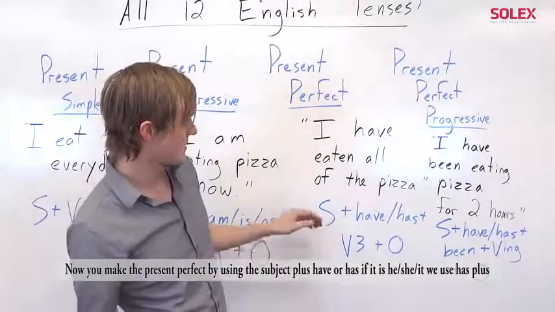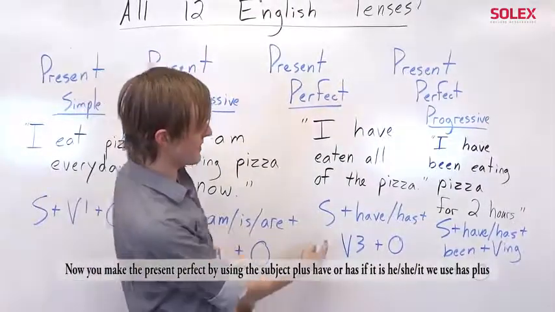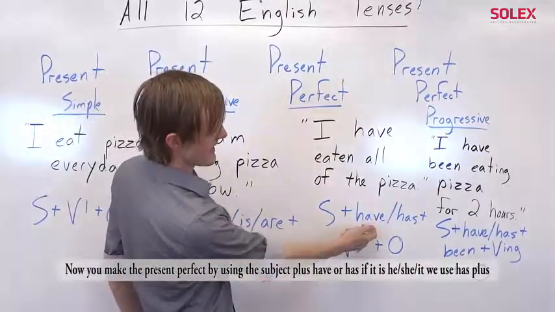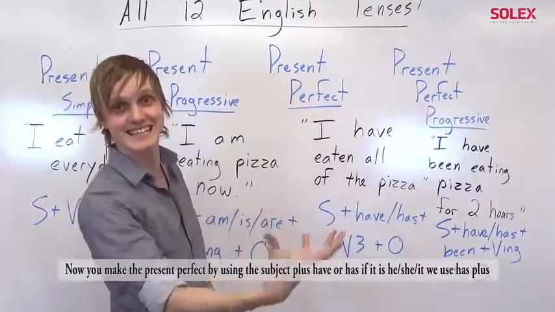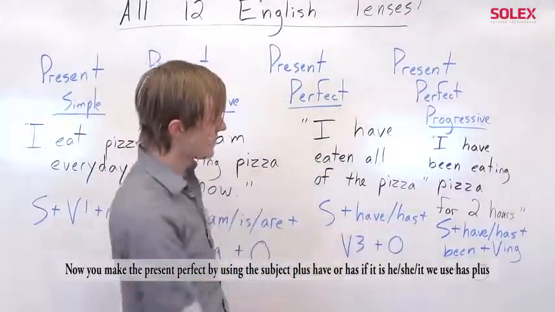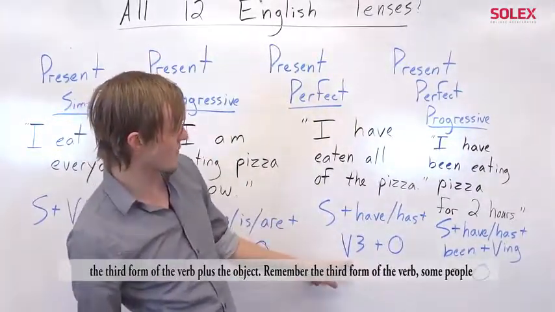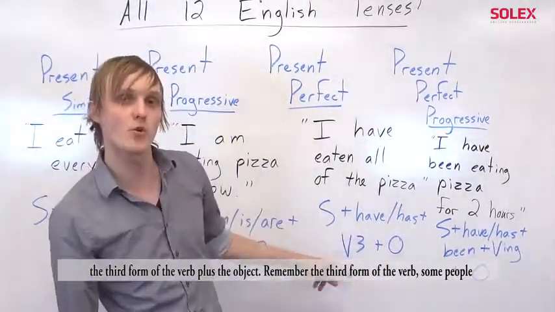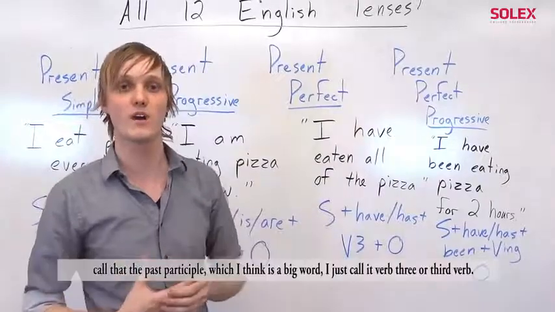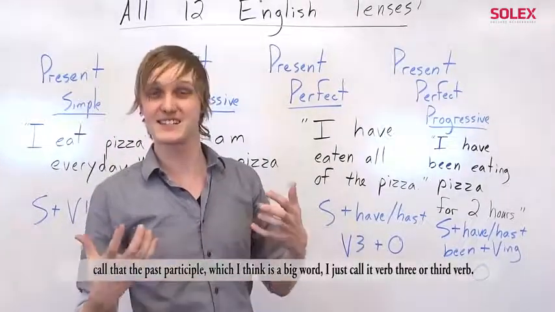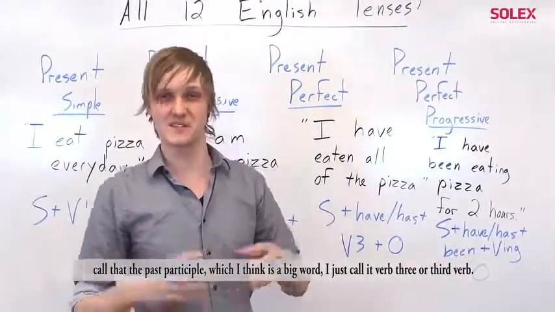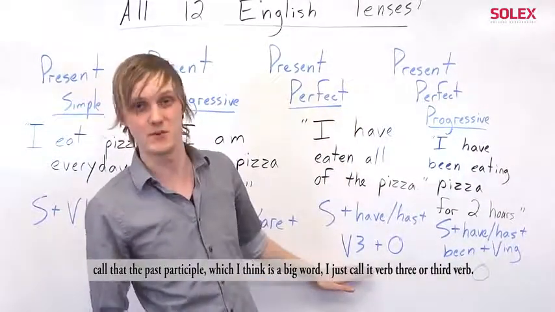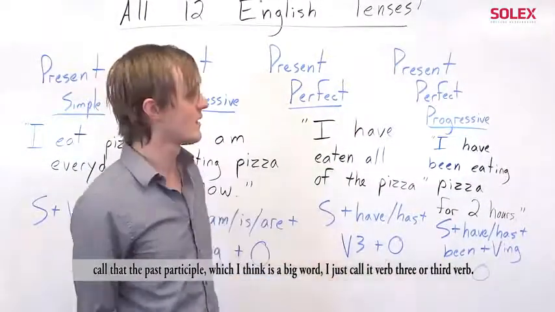Okay? Now you make the present perfect by using the subject plus have or has. If it is he, she, it, we use has. Plus the third form of the verb, plus the object. Remember, the third form of the verb, some people call that past participle, which I think is a big word. I just call it verb 3, or third verb.